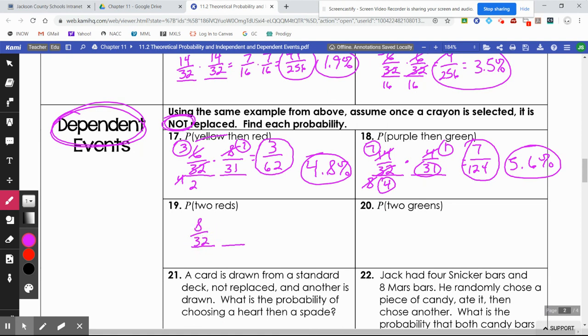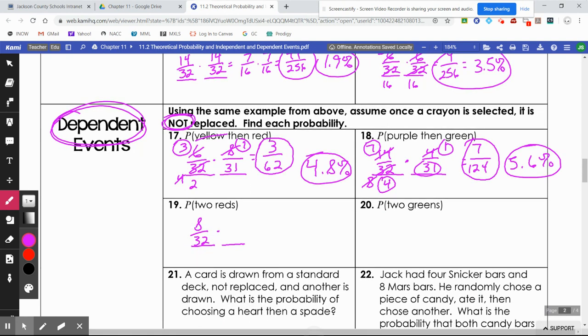But be cautious because, again, you drew out a crayon and you did not put it back. So that means there's only 31 crayons left to make your second choice from. However, if you think about it too, you're drawing out a red, then another red. Since you drew out a red and did not put it back, there's no longer 8 reds left in that bag, but there are now only 7 reds left.